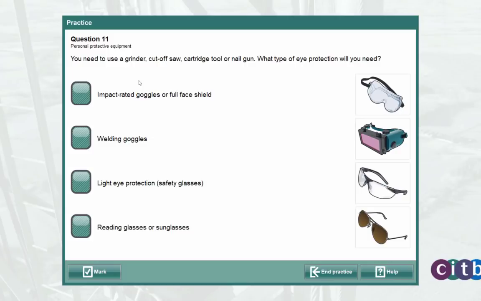You need to use a grinder, cut-off saw, cartridge tool or nail gun. What type of eye protection will you need? Impact-rated goggles or full face shield? Welding goggles. Light eye protection, safety reading glasses or sunglasses.